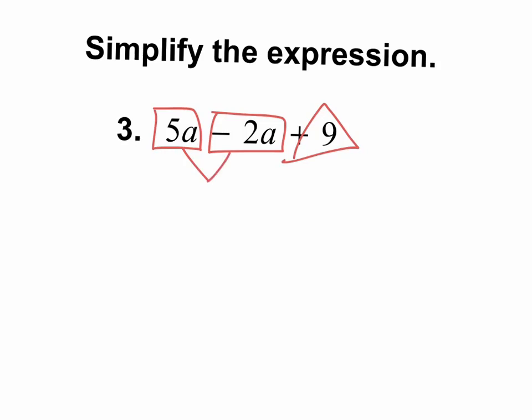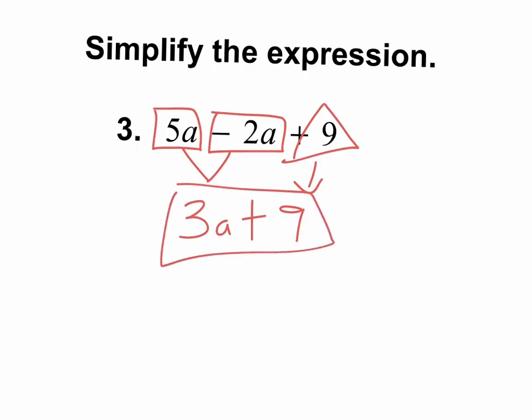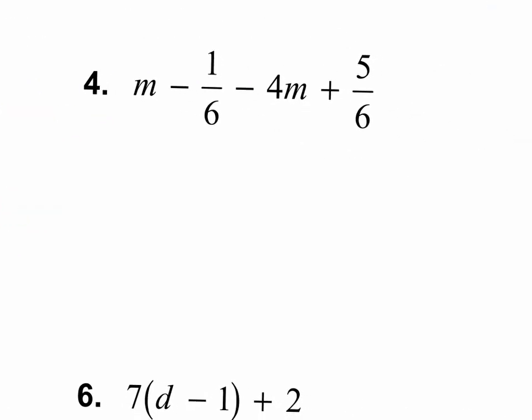So 5a, negative 2a, opposite signs we subtract. 5 minus 2 is 3, and a is bigger, so we keep the positive. And then my triangle is by itself, so you just drop that one down. So 3a plus 9 would be my answer to this problem.